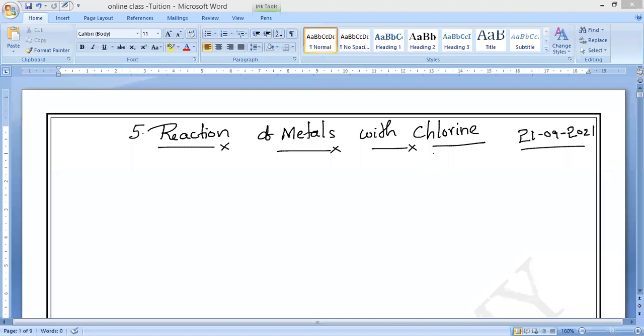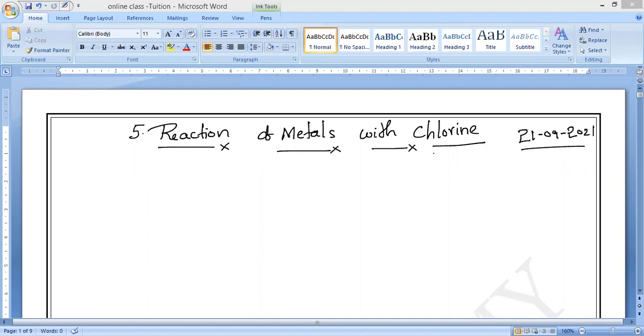So, as we know, in the last class we discussed the reaction of metals with a salt solution. Till now we have discussed four chemical properties of metals. The first one is the reaction of metals with oxygen. The second one, reaction of metals with water. And the third one, what is that? Reaction of metals with dilute acids. And the next one, reaction of metals with a salt solution.